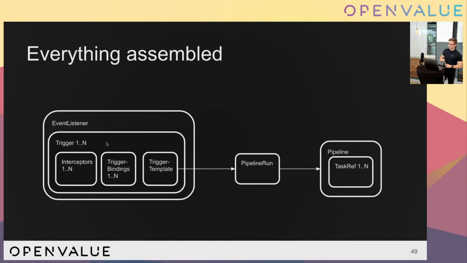So when you've got everything assembled, you've got an event listener with multiple triggers or one trigger, and it creates a pipeline run resource which refers to a pipeline.